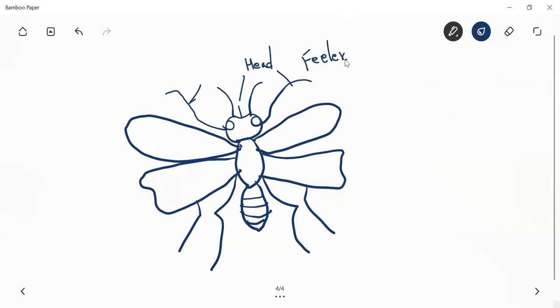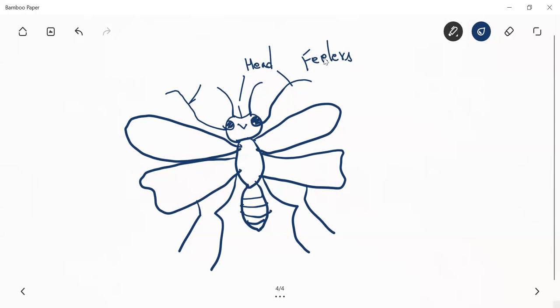It has two eyes. You can see the two eyes, the black ones. It has two eyes and a mouth. Here is the mouth. If we observe an ant carefully with a magnifying lens, with which things become bigger, you will find two tiny hair-like parts on its head. These are the feelers.